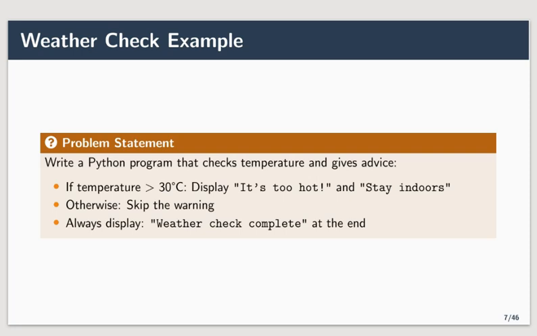We want to create a weather advisor program. Here is what it should do. If the temperature is greater than 30 degrees Celsius, display it is too hot and stay indoors. If it is not that hot, skip the warning entirely, but regardless of the temperature, always display weather check complete at the end. This is a perfect example of when to use a simple if statement.